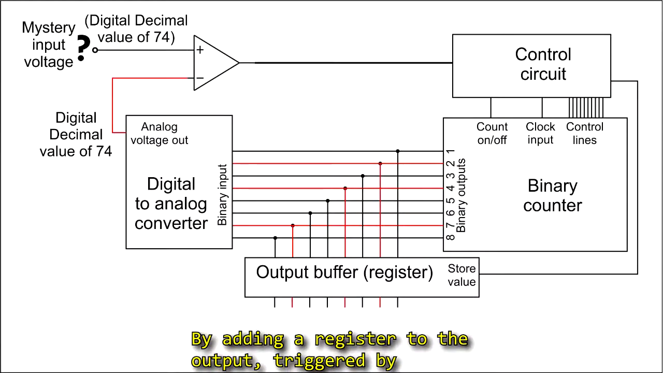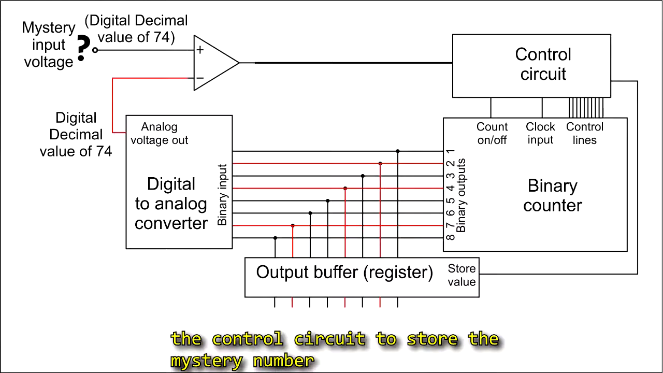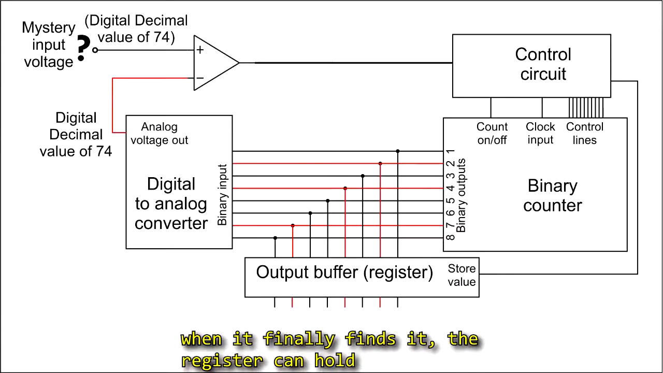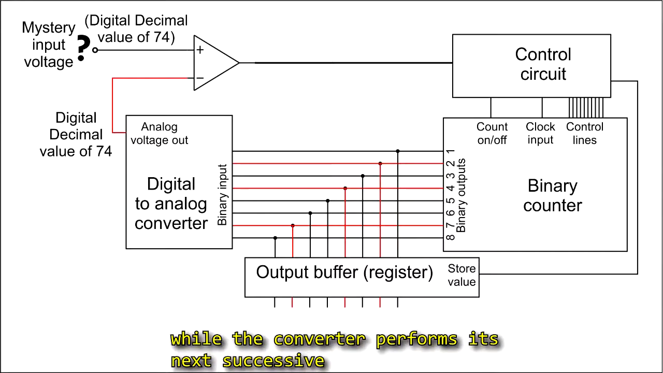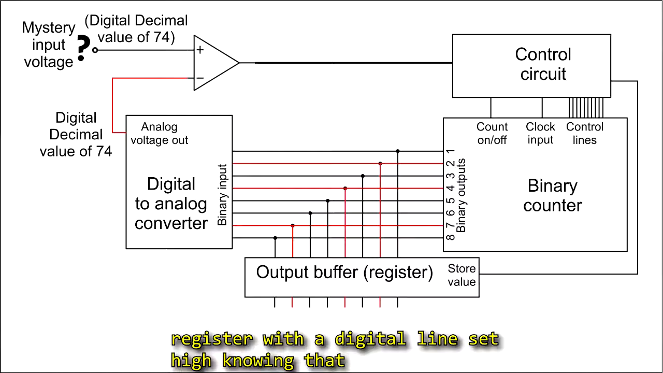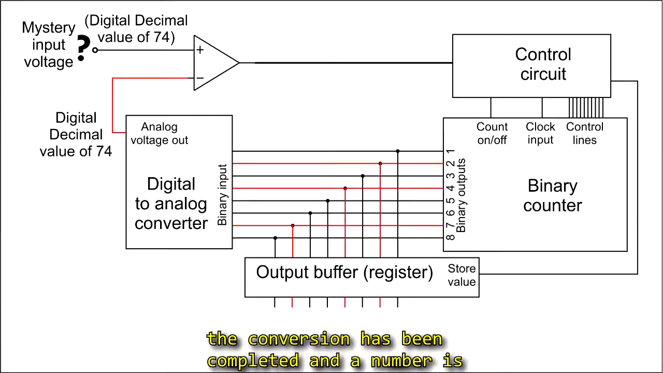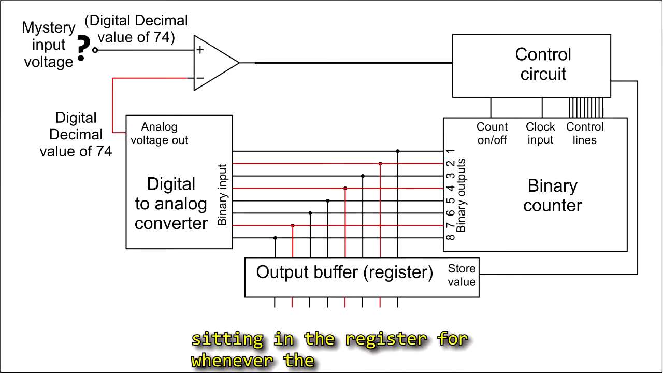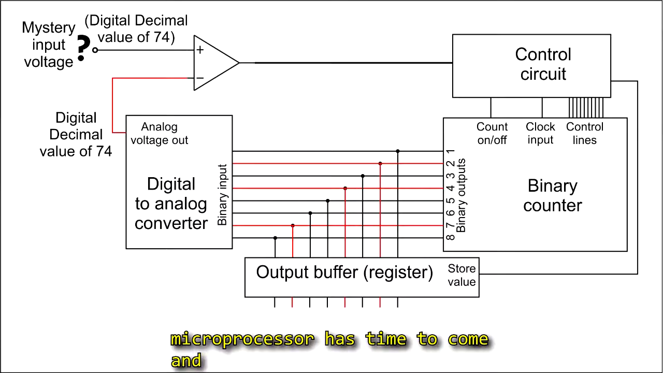By adding a register to the output, triggered by the control circuit to store that mystery number when it finally finds it, the register can hold that number to be accessed by the microprocessor while the converter performs its next successive approximation. So the number will sit in the register with a digital line set high, knowing that the conversion has been completed, and a number is sitting in the register for whenever the microprocessor has time to come and fetch the number.